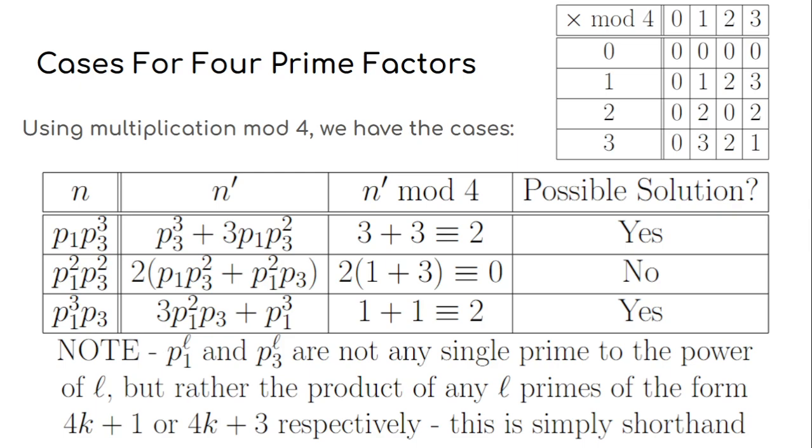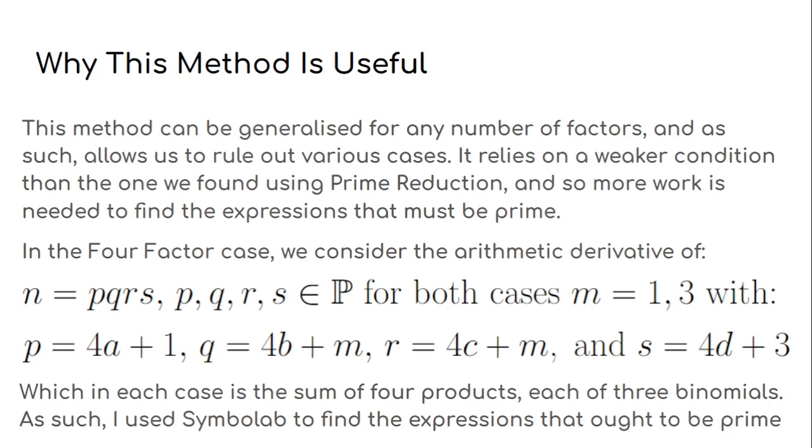So why do we care about this? Why is this in any way useful? It effectively allows us to skip a lot of horrible algebra. More specifically, for 4 prime factors, each expression we must compute is the sum of 4 products of 3 different prime numbers, all in the form 4k plus 1 or 4k plus 3. For each of these prime numbers, we can't just use the letter k, we have to have a different letter for each prime, and so our resultant expression is multivariate. In fact, it's in 4 different variables.